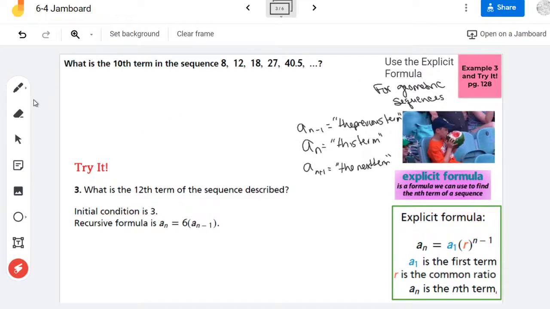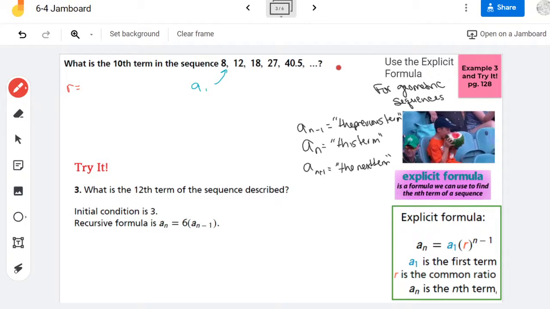Okay, so the first thing we need to do is identify our a sub 1. That's the first number in the sequence. In this case, my first number is 8, so that is a sub 1. Next thing, I need to find my r, my common ratio.